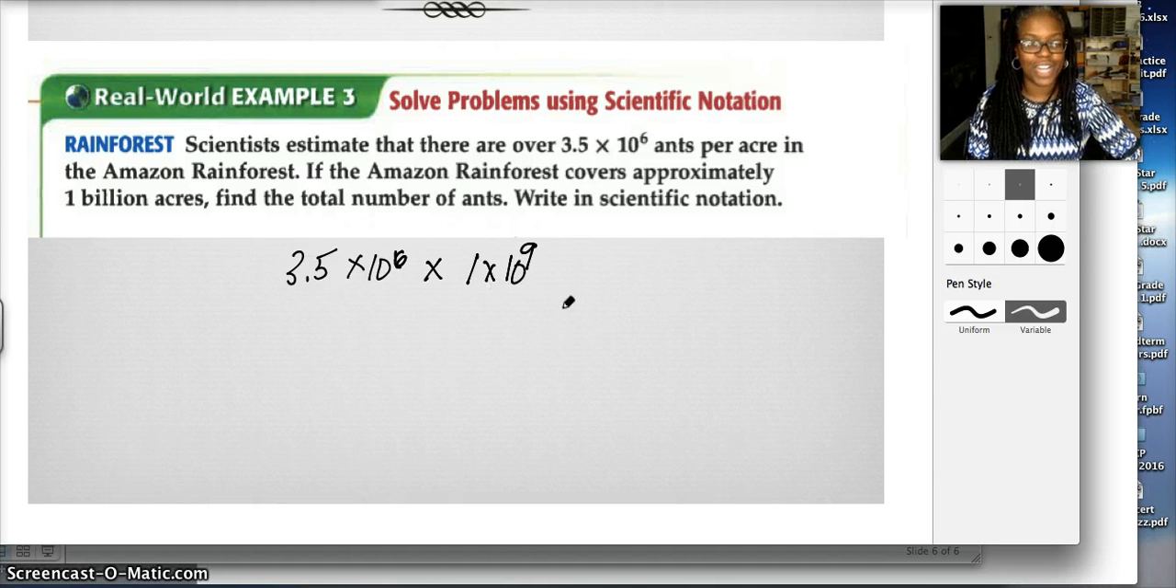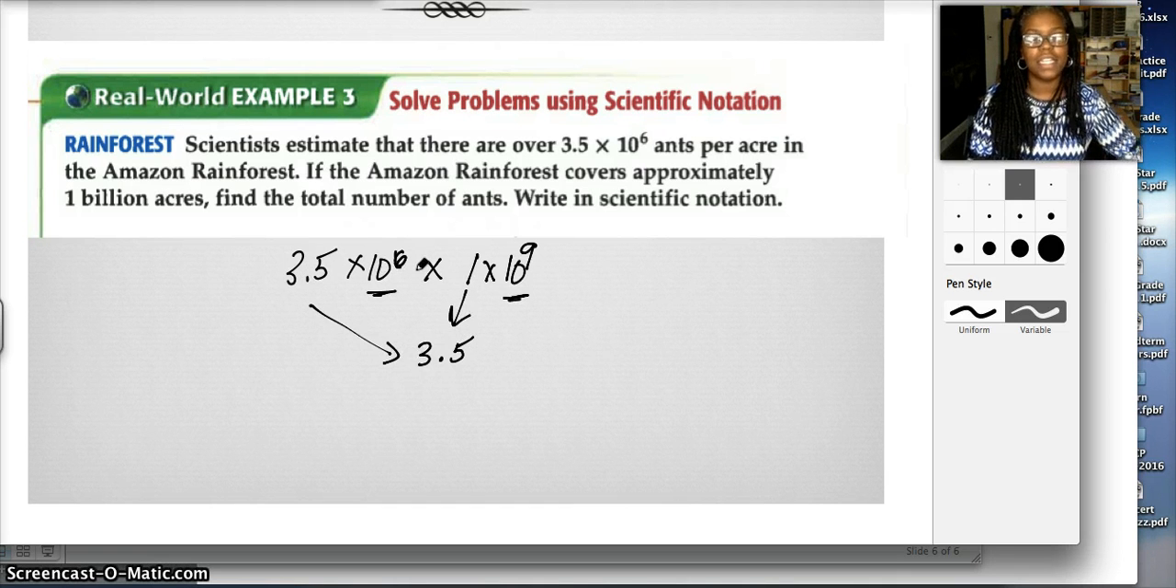Now this doesn't look great. However, what this does give me the power to do is use my exponential powers. Here I have 2 numbers with the same base. So I've got 3.5 times 1, which gives me 3.5. So I can multiply those together. And then 10 to the 6 times 10 to the 9th is pretty easy. That's just going to be 10 to the 15th because I'm adding those exponents together. So this would be the number of ants that are estimated in the Amazon rainforest.